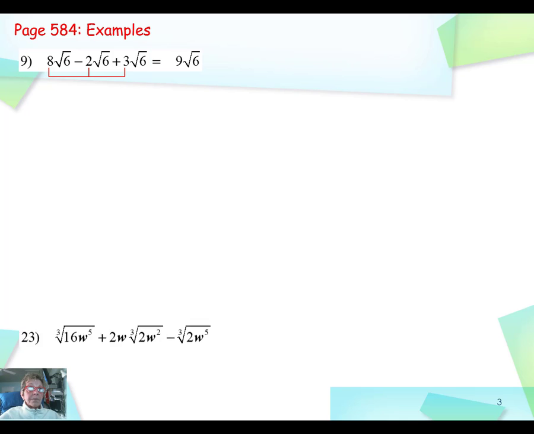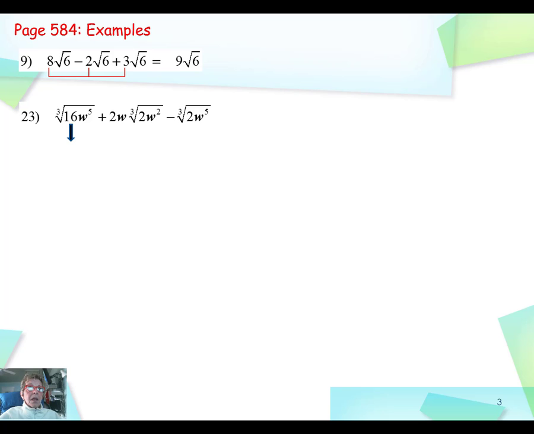The next page we're going to look at for examples is page 584. Number 9. Now we are adding radicals, and in order to add radicals, the radicands must be the same. If that's the case, then we can just add the like terms on the outside. We have 8, -2, and 3, and that gives us 9 square root of 6. Number 23, now, if you look, our radicands are different. So your goal is to get them to look the same.